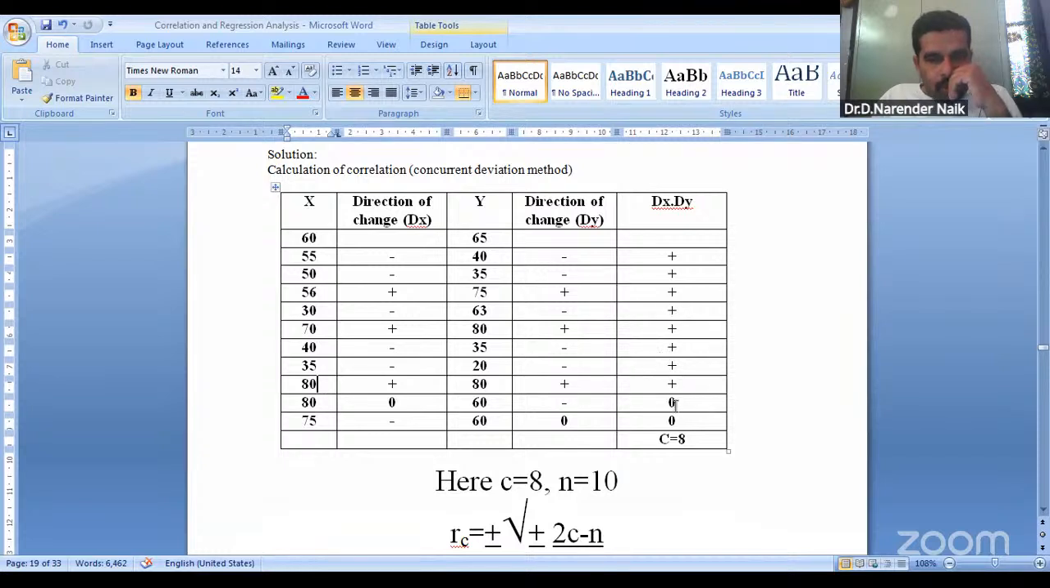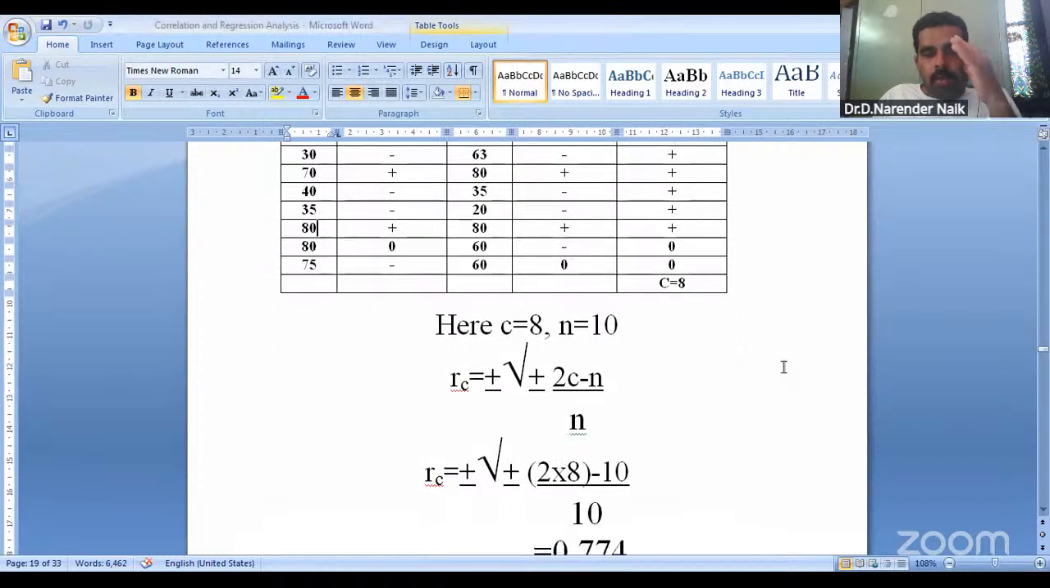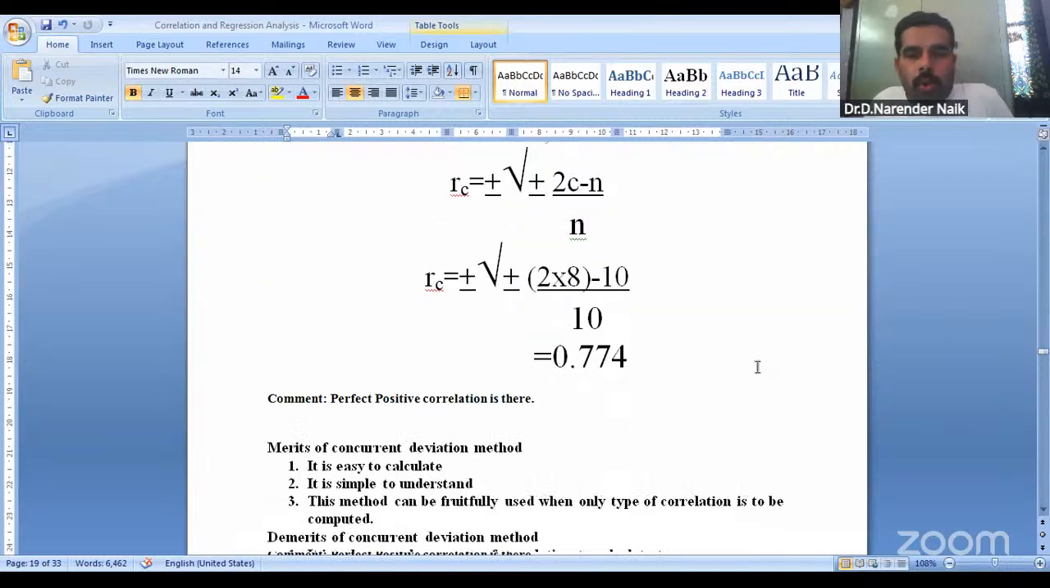How many plus values are there? Observe carefully: 1, 2, 3, 4, 5, 6, 7, 8. Eight plus signs are there, so C is equal to 8, N is equal to 10. rC is equal to plus or minus under root of plus or minus (2C minus N) by N. 2 into 8 minus 10, divided by 10, is equal to 0.774. So the comment is: perfect positive correlation is there.